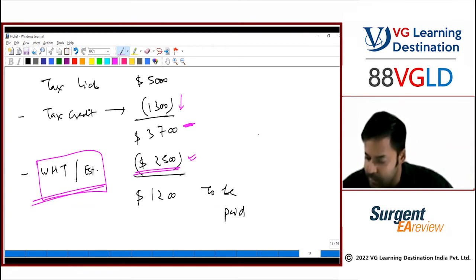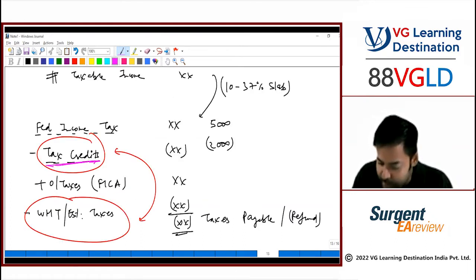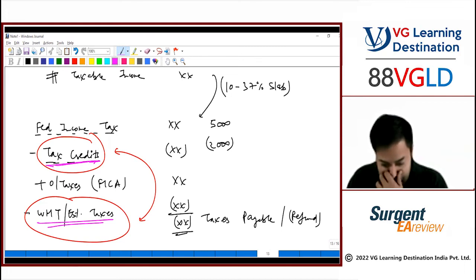Correct. Ashutosh, Tripti, is that clear? Okay. So I hope the difference between the tax credits and the withholding taxes is okay. Okay. Tripti, is that okay?